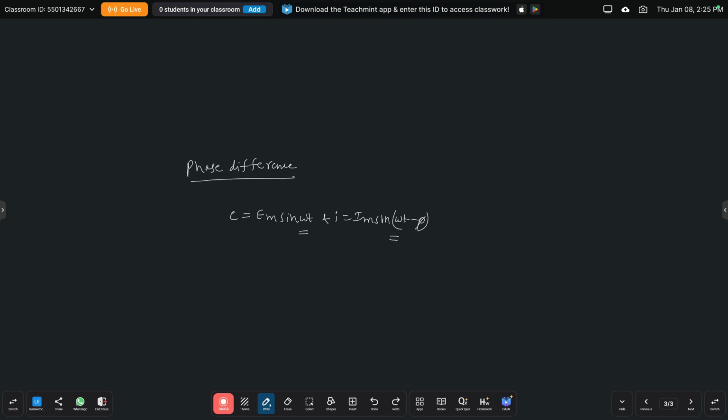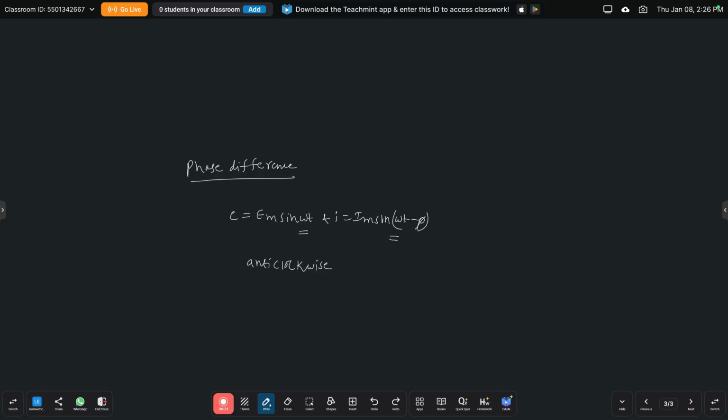Now the phasors are assumed to be rotated in the anti-clockwise direction. This is very important. So always the phasors are rotated in the anti-clockwise direction. Always the individual phase is referred with respect to the positive x direction, right?